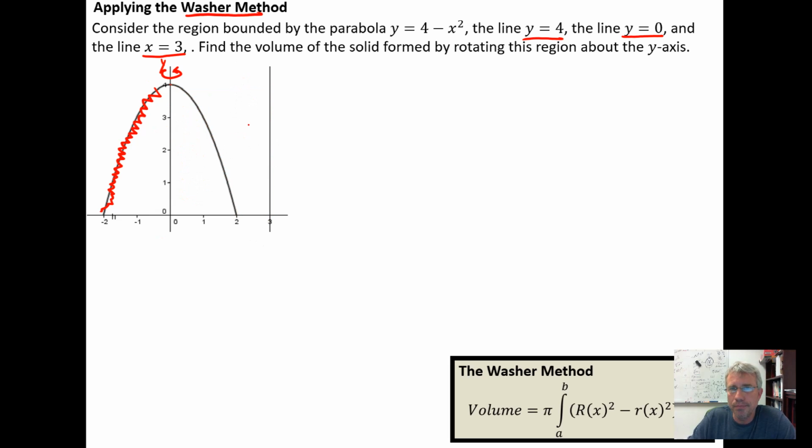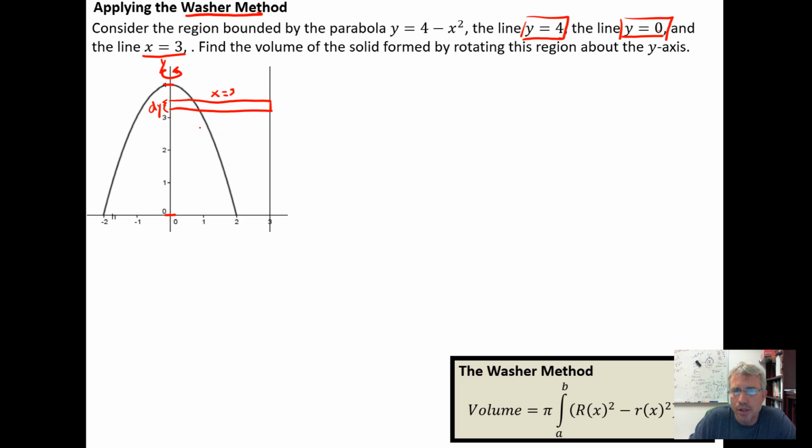So with respect to the y-axis, because it's a y-axis revolution, the larger radius is the one for which you go out to the line x equals 3 if you're drawing your representative rectangle. And what you can see here is that we have a constant radius of 3, so x is always equal to 3. And right here we see that we have dy slices, so we're working with respect to the y-axis. Our limits of integration are going to run from 0 to 4 based on our bounding lines.